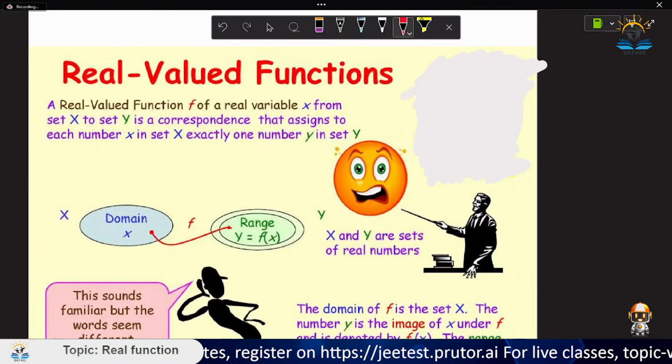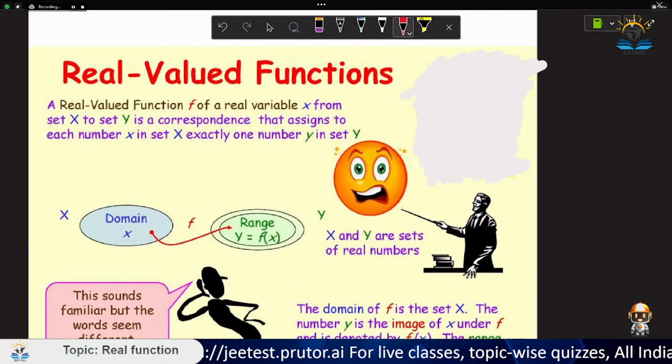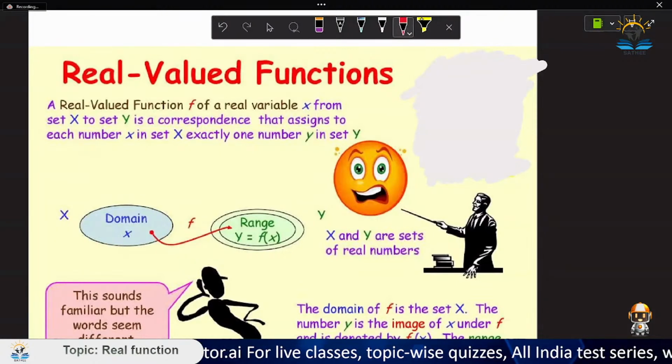Everyone, this is Samarth, and today we'll be starting our real valued function. For the past few lectures, you guys might have heard about functions and what functions are. So, let's study them in detail, right?